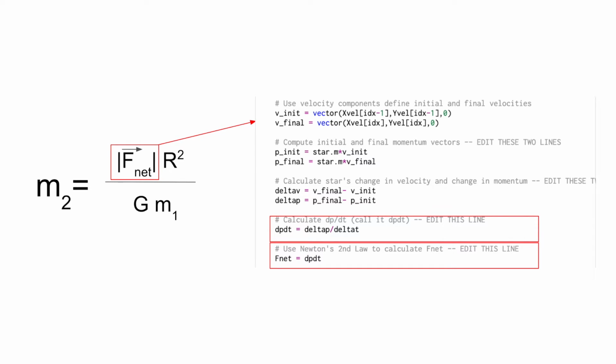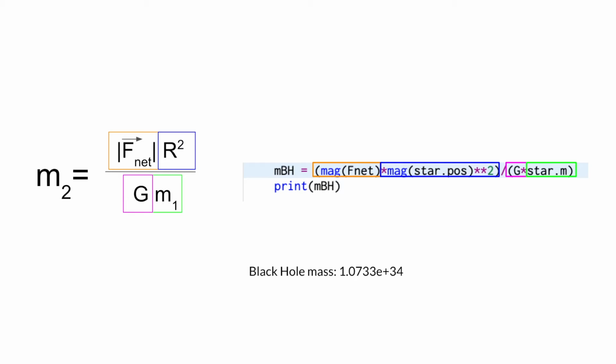Utilizing the velocity of the star and the mass of the star, we can then calculate the momentum, both in the parallel and perpendicular components. We can see here in the code where we have supplemented F net for the change in momentum over the change in time. Piecing all of this together, we arrive at our aforestated equation for calculating the unknown mass and arrive at the answer: 1.7033 times 10 to the 34th kilograms.